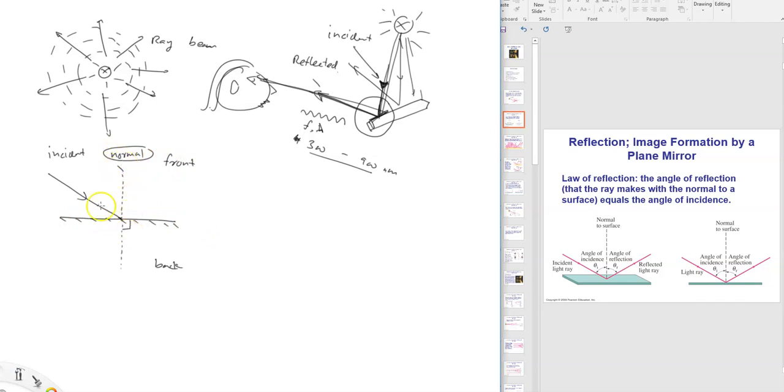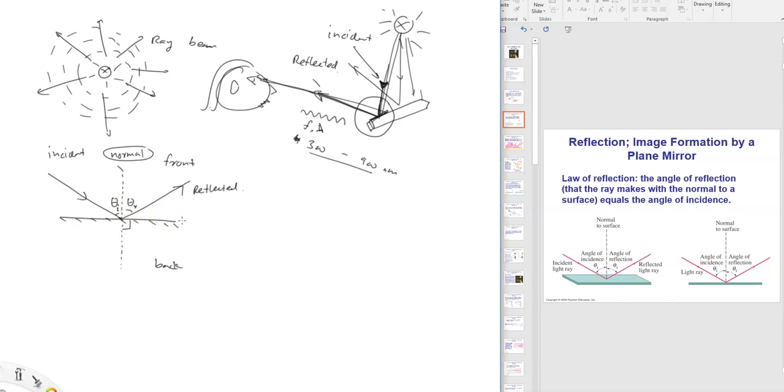Alright, so we have the normal, we have the incident light, and here we go, the reflected light. The angle this incident light makes with the normal, this angle right here, theta I, is the incident angle or angle of incidence. The angle over here, theta R, the one the reflected light makes with the normal, is the reflected angle or angle of reflection.